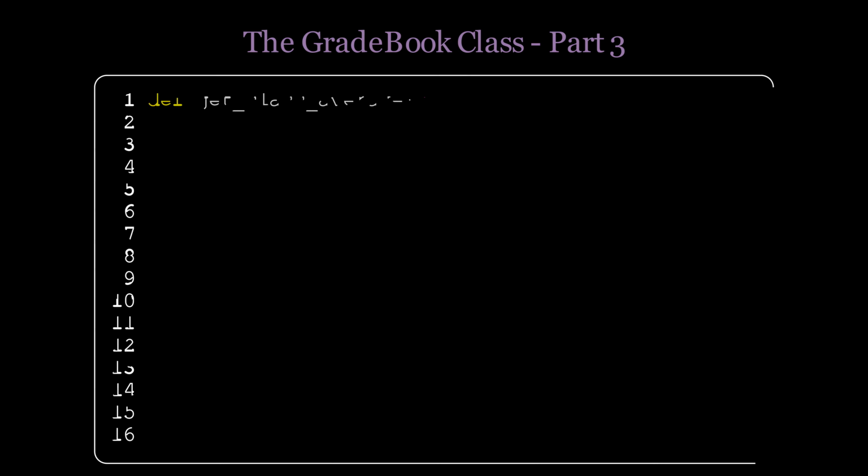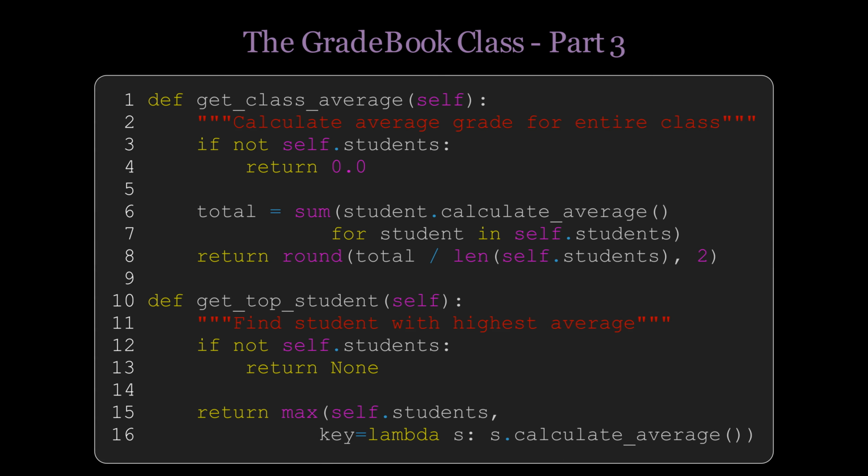Now let's add powerful analytics. We'll calculate the class average. Find the top performers and get the student with the highest average. These methods showcase data analysis using Python. The get class average method calculates the mean of all student averages. First, we check if there are any students. If not, return 0. Then we use a generator expression inside sum to call calculate average on every student. This is concise and memory efficient. We divide by the number of students and round to 2 decimals.